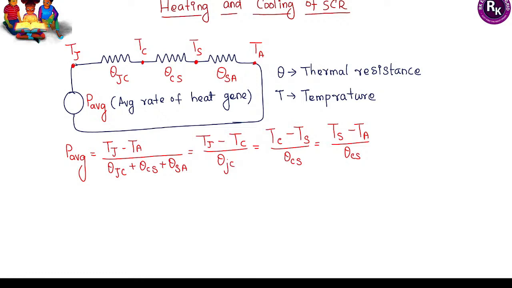So let us start from the beginning. We are starting from the junction of the SCR. After that, it will be shifted to the case. From that, it will be going to the sink. Then it will be converted to ambient temperature, the atmosphere.